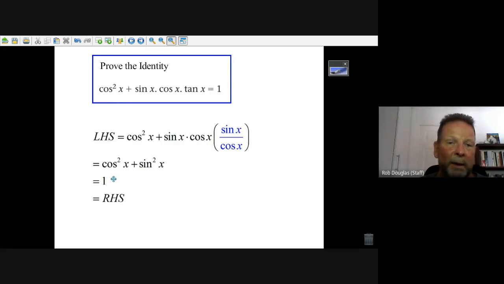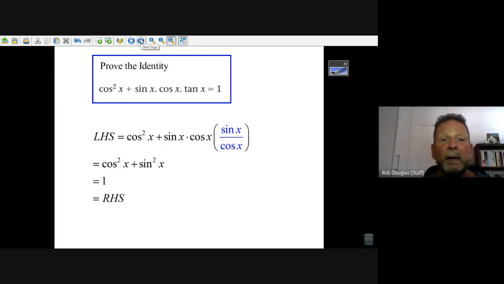And now we've made the left-hand side, we've transformed it. We can't do things to both sides of the equation to prove an identity. You have to take one side and then turn it into the other. Well, we've done it. Now we know this 1, that is the right-hand side. And that's how you do it.